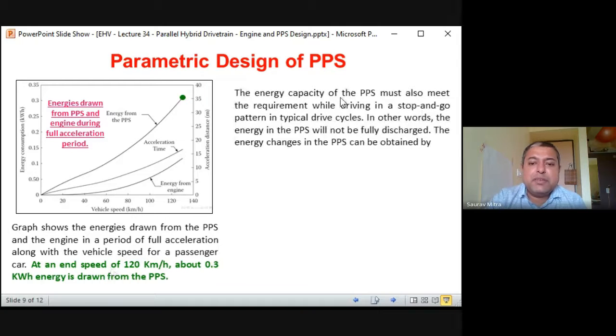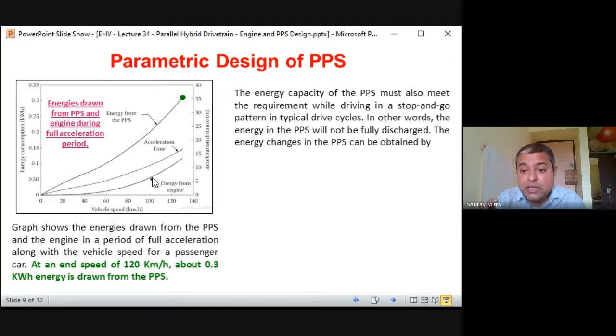The energy capacity of the PPS must also meet the requirement while driving in a stop and go pattern. I'm telling you there are three cases, and you should remember them clearly. The first case is acceleration. Acceleration means the vehicle is on the highway and suddenly it wants to accelerate. In that case, during acceleration, the PPS will be serving the peak power, and the engine will be serving the base power. That is the first case.